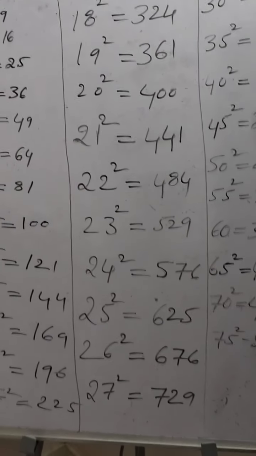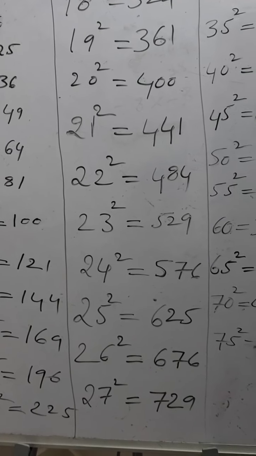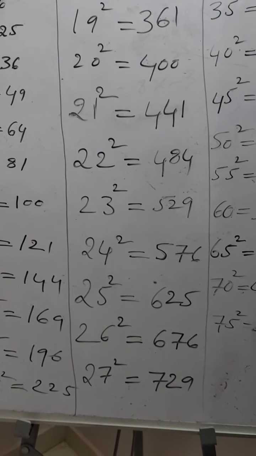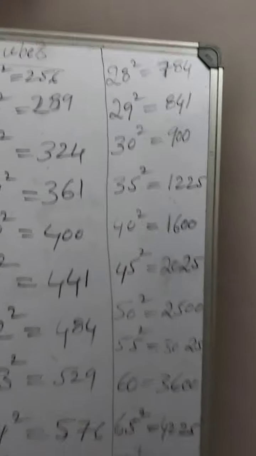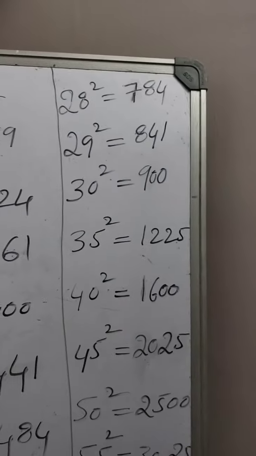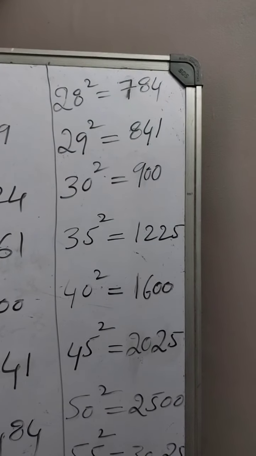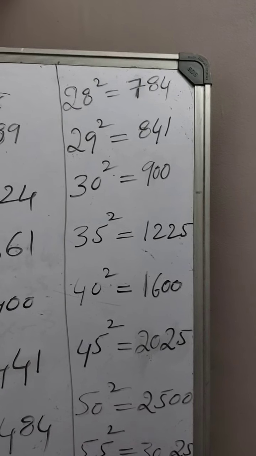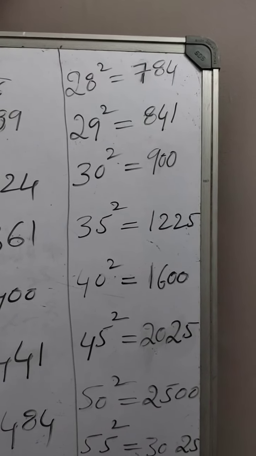25 square is equal to 625. 26 square, 676. 27 square, 729. 28 square, 784. 29 square, 841. 30 square, 900. And it goes on like that.